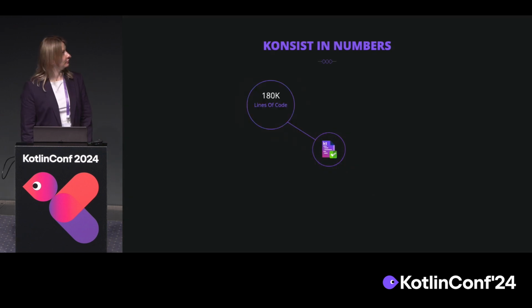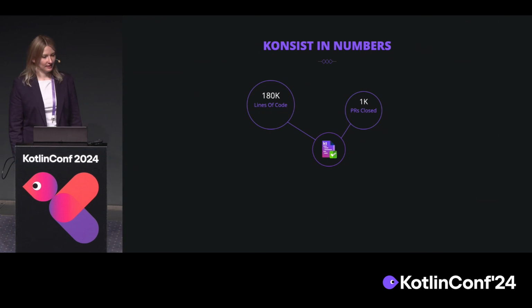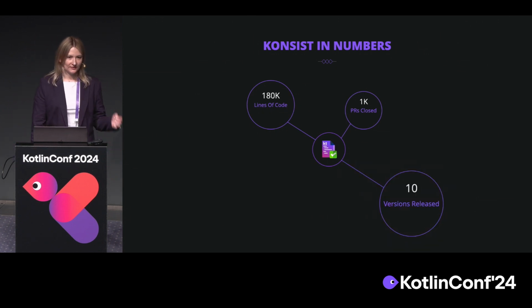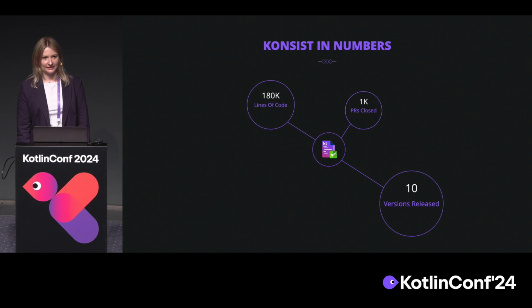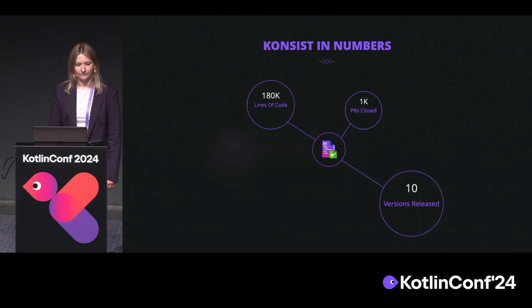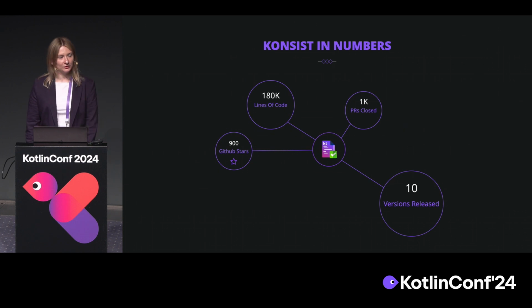Konsist is quite extensive, with about 180,000 lines of code. 1,000 pull requests have been closed. We have successfully managed 10 library releases, each packed with extensive features and bug fixes. People seem to like what we're doing. We've got 900 stars on GitHub.